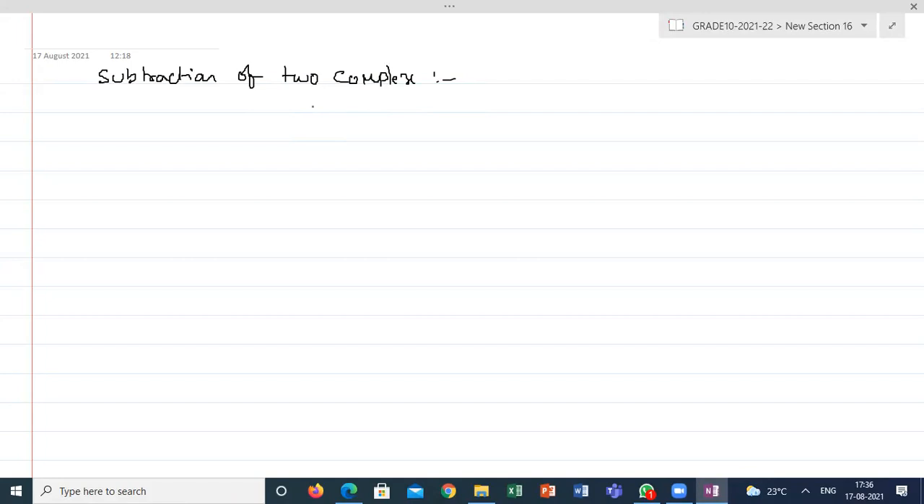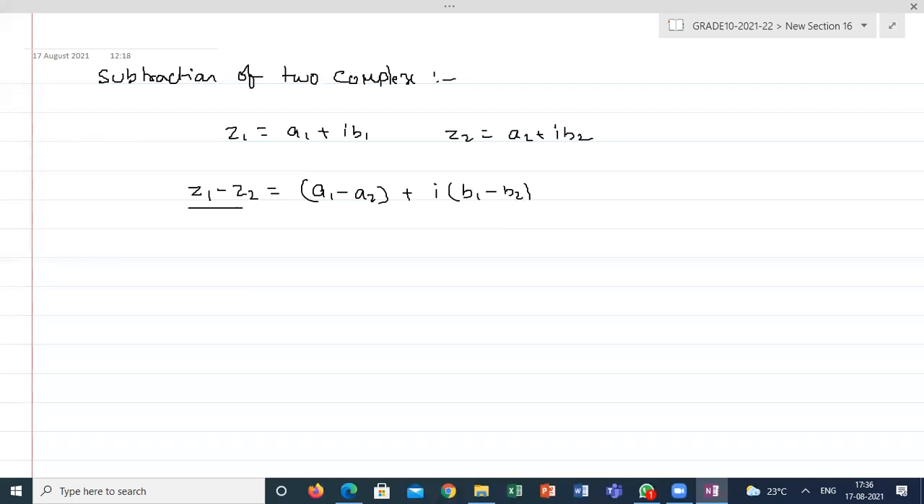If I am giving two complex numbers, Z1 is equal to A1 plus iB1, Z2 is equal to A2 plus iB2, and I say subtract, Z1 minus Z2 is equal to the subtraction of the real parts plus i into the subtraction of the imaginary parts, where the order is important. Z1 minus Z2 is not equal to Z2 minus Z1. That means it is not commutative. Subtraction of two complex numbers is not commutative.